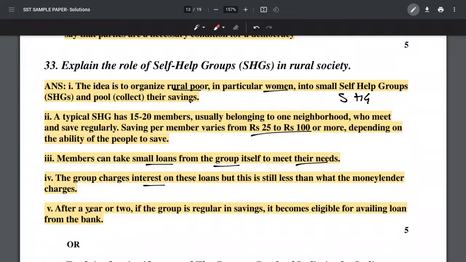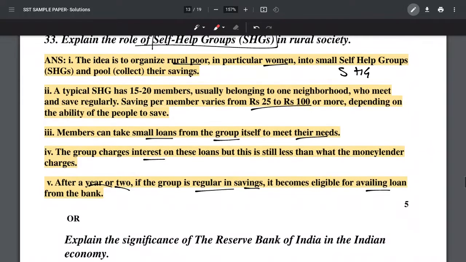And even after 1 year or 2 years, after a specific duration, if the group is regular in savings, it becomes eligible for availing loans from the bank also. If the regular savings are proper, interest is paid properly, no cheating, then they can even apply for taking loans from the bank directly. So that is a major role of the self-help groups.